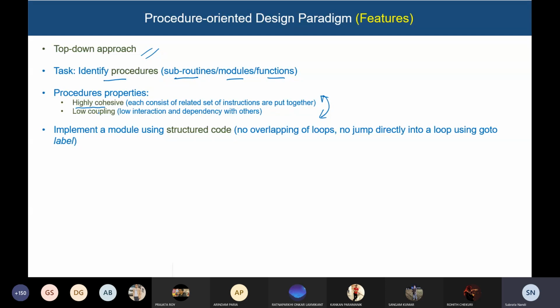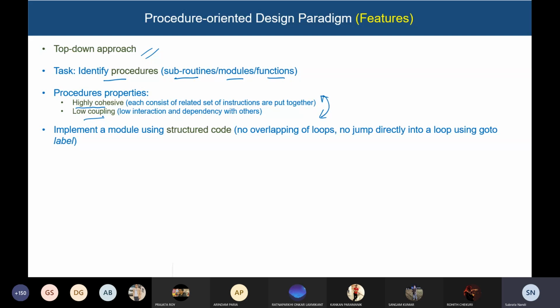What is relevant and what is not relevant is up to the designer's skill. Another is low coupling. Coupling means you should not do it in such a way that one procedure is very much dependent on the other procedure. In other words, the number of parameters that you pass when you are calling a procedure should be as minimum as possible.